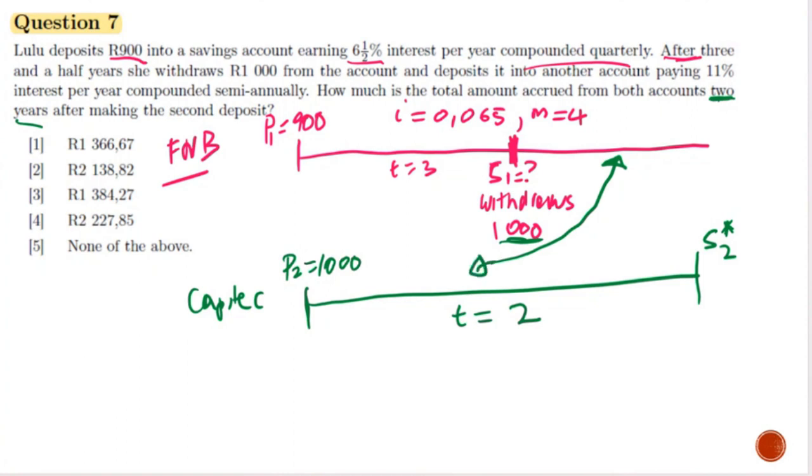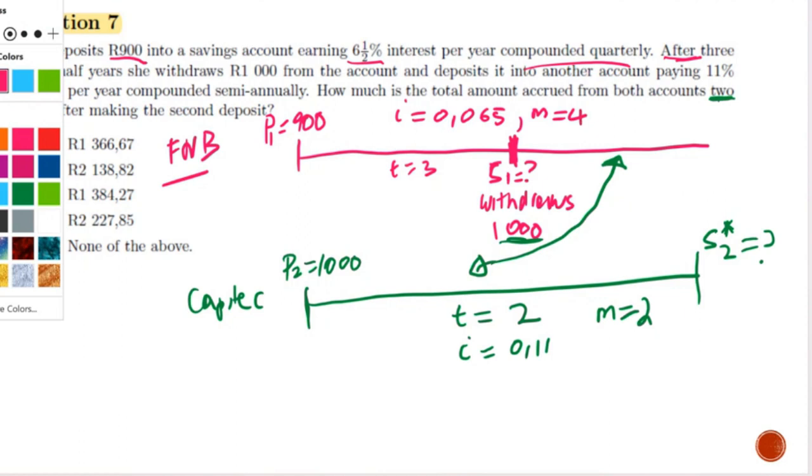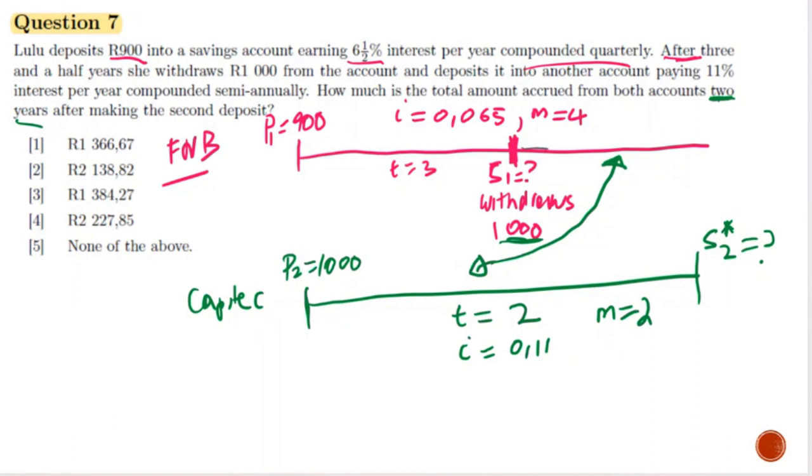So this Capitec account has an interest of 0.11, and you are told it is compounding semi-annually. Remember, semi-annually, your M is 2. So this is your S2. We don't know the value of this one yet. And then let us go to FNB. At FNB, she takes out 1,000 and puts it here. The FNB account is not closed. It continues.